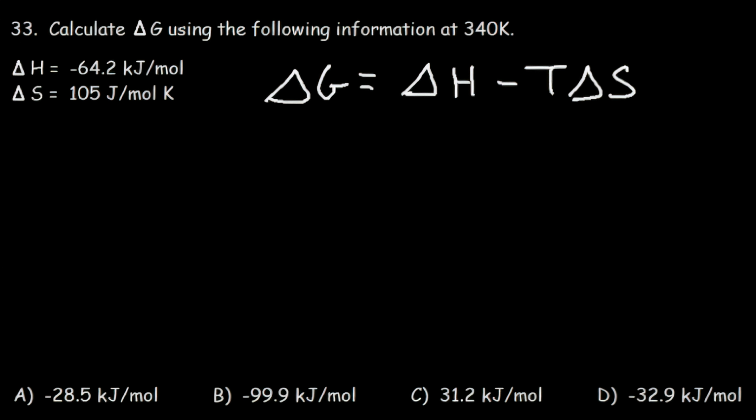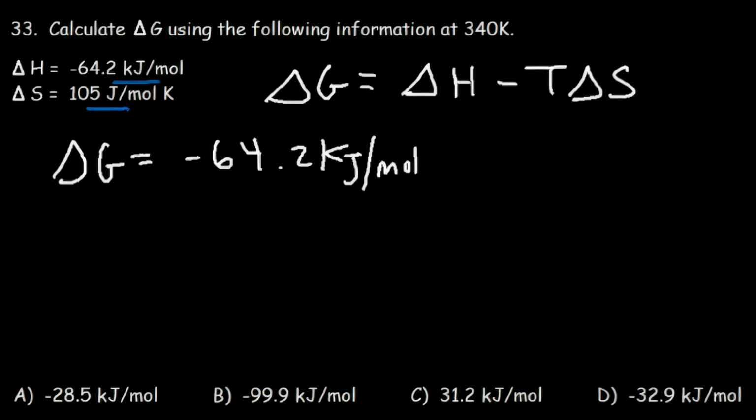Now notice that delta H is in kilojoules, but S is in joules. So for this equation to work, you have to convert joules into kilojoules. If you don't, you will not get the right answer, and that's important. You don't want to make this mistake on the exam. So let's plug in the numbers that we have. So delta H is negative 64.2 kilojoules per mole, minus the temperature, which is 340 Kelvin.